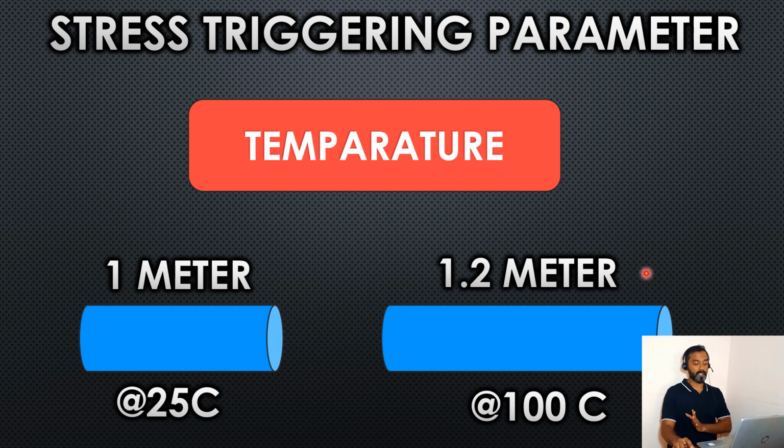Imagine if there is a 100 meter pipe which expands 0.2 mm for each meter, so it will be 20 centimeters, right? So if 20 centimeters of piping is going to expand and you are not able to stop it, it will break the other endpoints, right? So temperature is one of the vital factors.